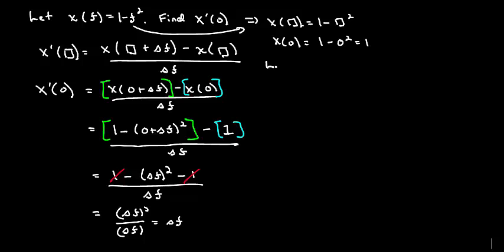Now we want to let change of f go towards 0, and as change of f goes towards 0, this guy also goes to 0. So your answer is that your slope, your x prime at 0, is also equal to 0.